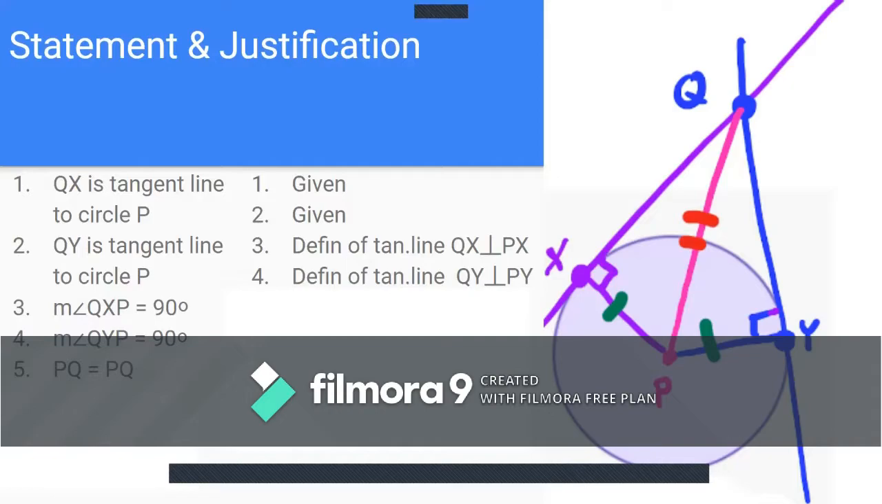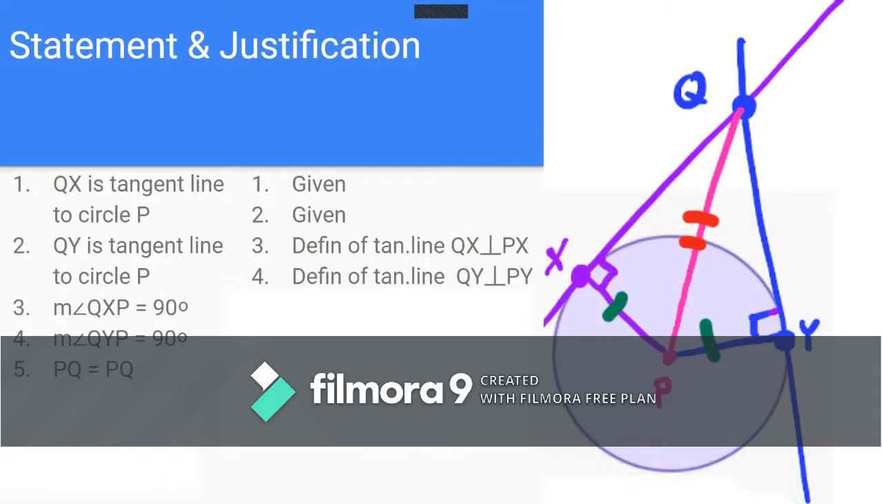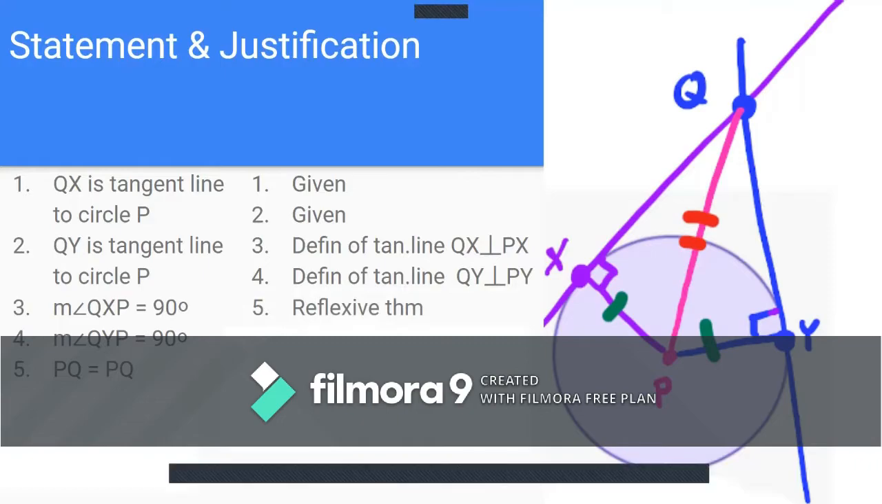Now step 5: PQ equals PQ. Take a moment and think about it. Why is that? I'm guessing you guys realized it very simply. It's probably based on the reflexive property, because both triangles share the exact same line, so that's a common side. So they have equal lengths for that one side.